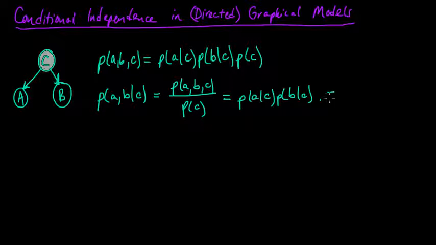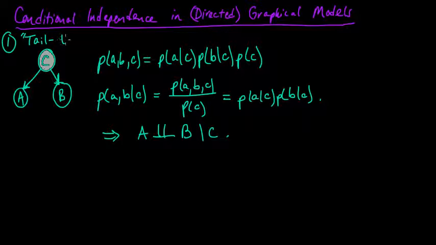Therefore, a and b are conditionally independent given c. That's what this notation means. a and b are conditionally independent given c. That's what this implies. So when we have a graphical model that looks like this, then we know that a and b are conditionally independent given c. Let's just call this case 1.